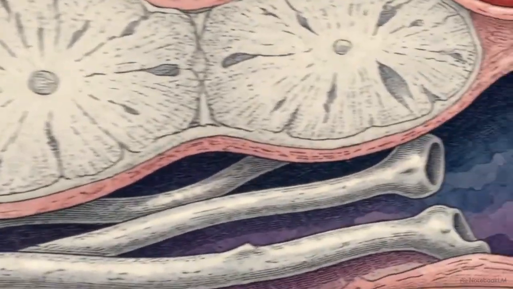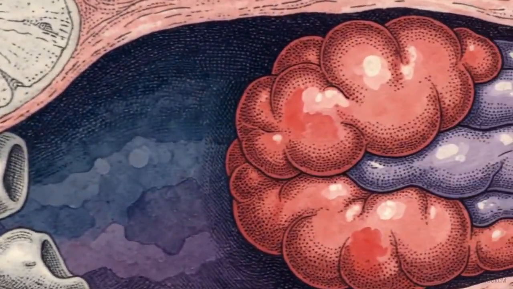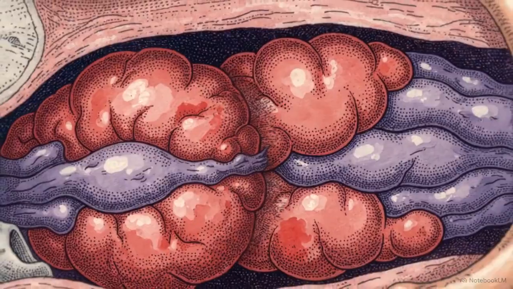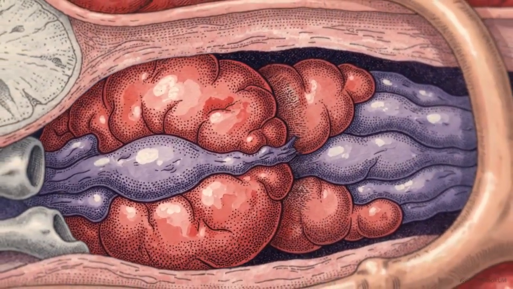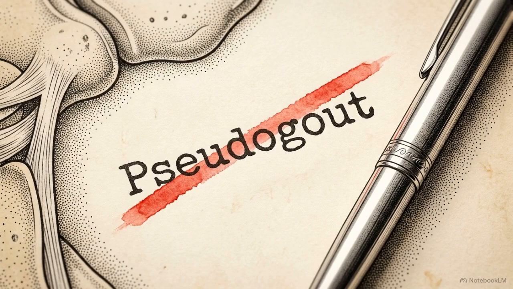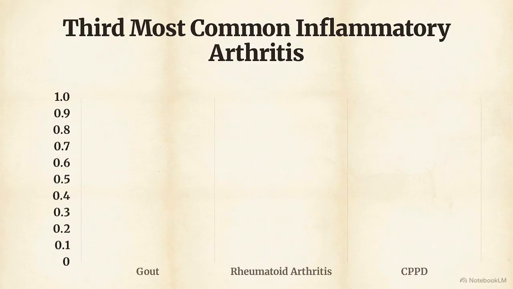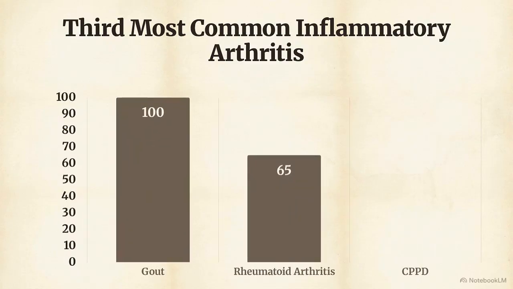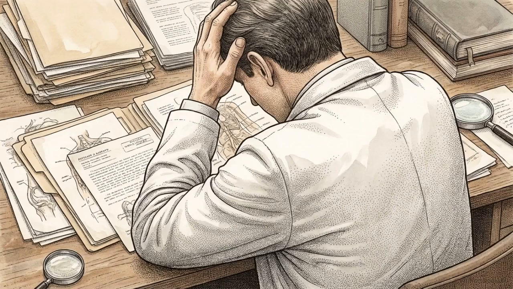In 1962, the medical community introduced a term that would unintentionally narrow the clinical perception of joint disease for decades: the pseudogout syndrome. It framed a complex, highly prevalent crystal arthropathy as a mere imitation of another condition. Calcium pyrophosphate deposition disease, or CPPD, is actually the third most common inflammatory arthritis. Yet despite its high prevalence, it remains one of the most under-recognized conditions in rheumatology.